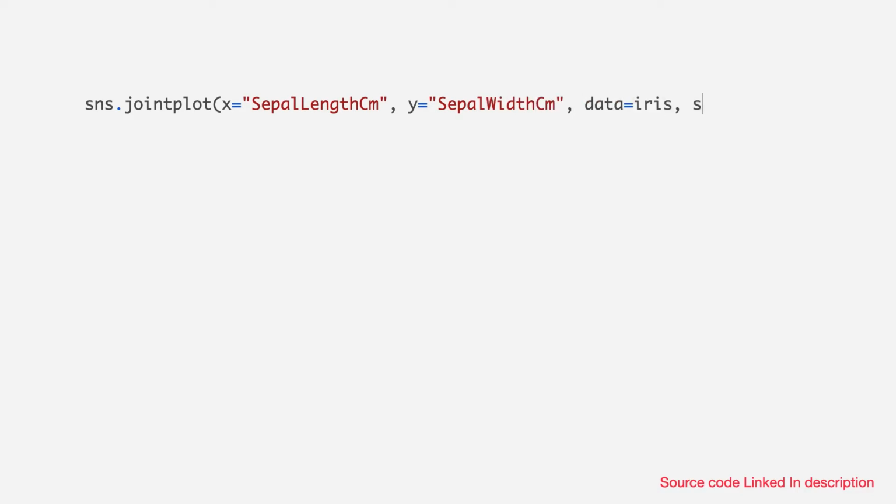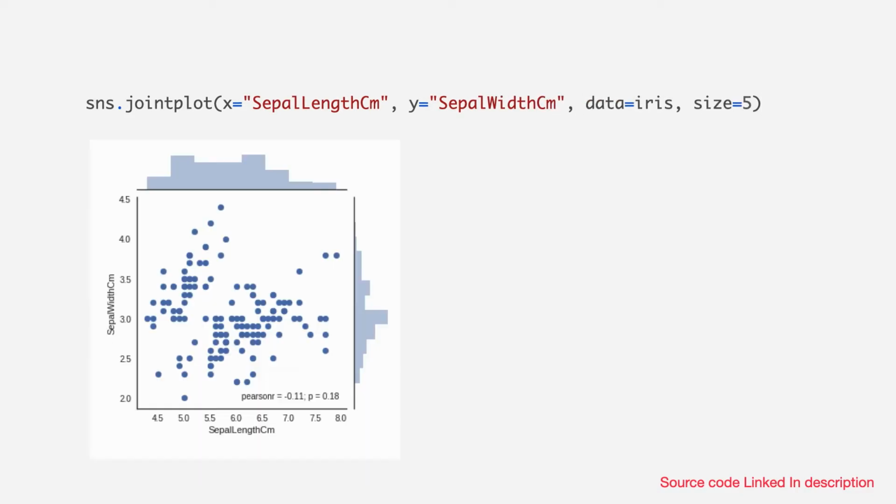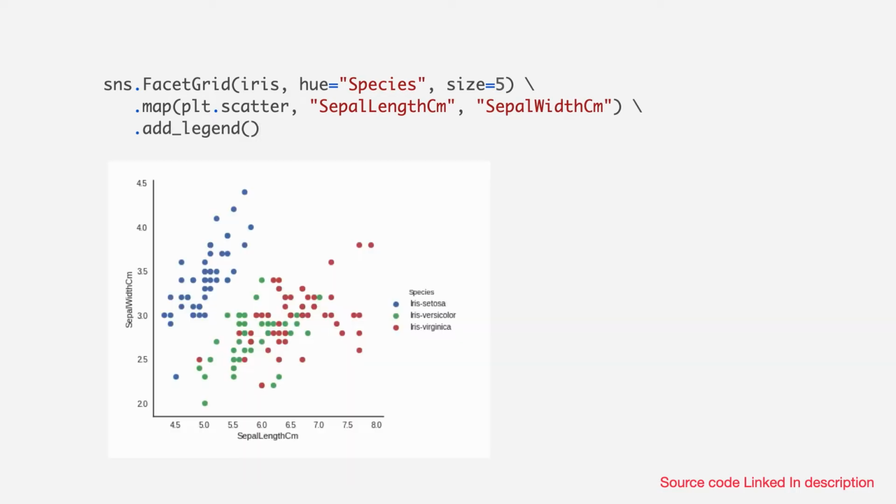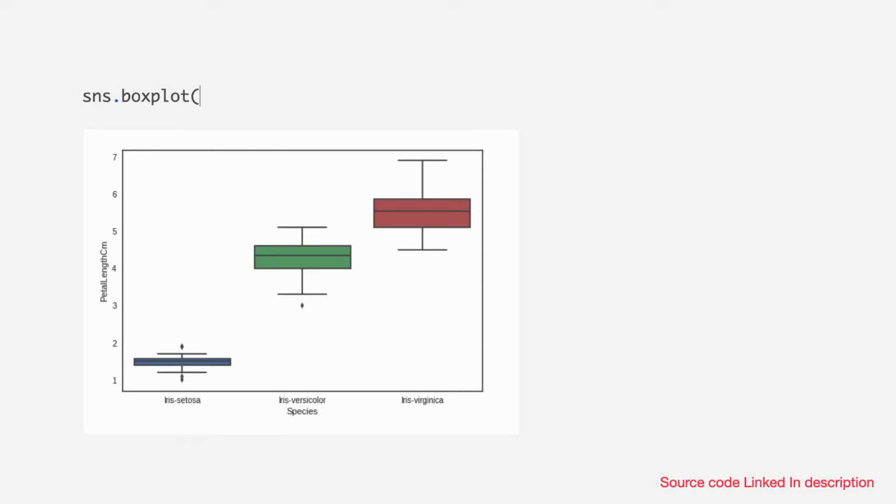A Seaborn joint plot shows bivariate scatter plots and univariate histograms in the same figure. One piece of information missing in the plots above is what species each plant is. We'll use Seaborn's FacetGrid to color the scatter plot by species. We can look at an individual feature in Seaborn through a box plot.